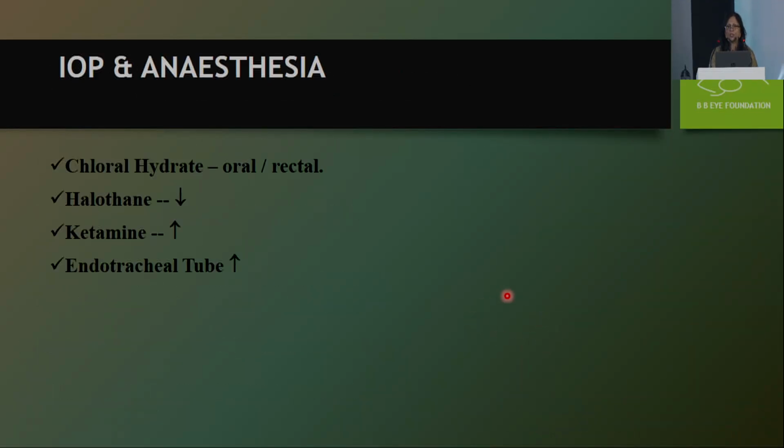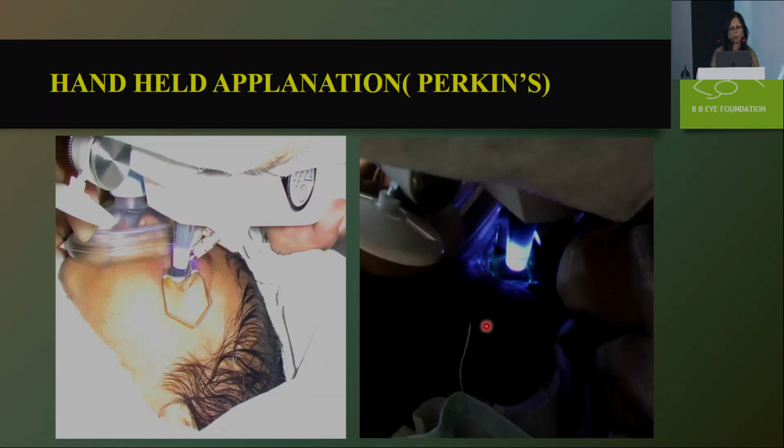Just a little bit about intraocular pressure and anesthesia. Chloral hydrate is the perfect anesthesia for measuring intraocular pressure. Halothane reduces it, ketamine increases it, and of course endotracheal intubation increases it. On that note, I'd like to say that the Perkins handheld tonometer is the best that one can use as an ambulatory tonometer and under anesthesia, if you're examining a child under anesthesia or performing a trabeculectomy.